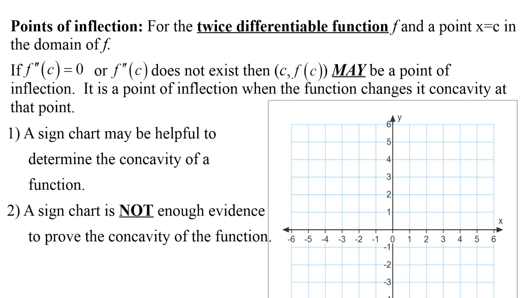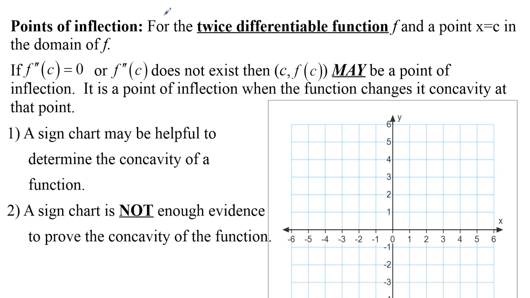All right, let's move on. Points of inflection for a twice differentiable function. This is a term that is quite often used on the AP Calculus test. A twice differentiable function means that it can be differentiated at least twice. That doesn't mean it couldn't be differentiated more, but it has to be able to be differentiated twice and still have something other than 0.